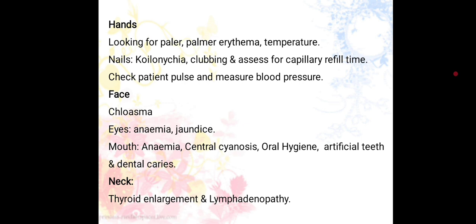In the face, chloasma is one of the pregnancy symptoms, which is hyperpigmentation, mainly on the cheeks, due to increased production of ACTH and melanin. Check for anemia and jaundice in the conjunctiva. Mouth: look for anemia signs, central cyanosis, oral hygiene, artificial teeth, and dental care. Neck: check for thyroid enlargement, which is a physiological enlargement or physiological goiter in pregnancy, and check for lymphadenopathy.